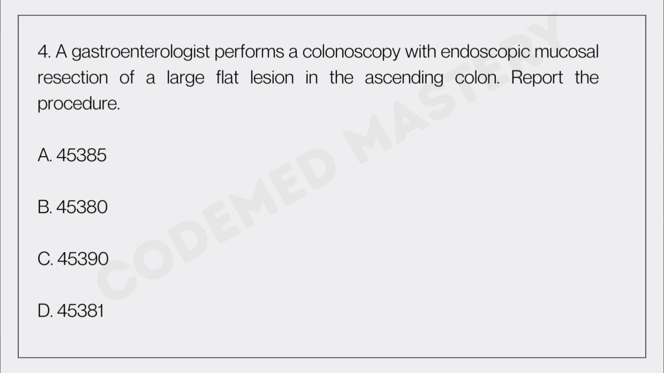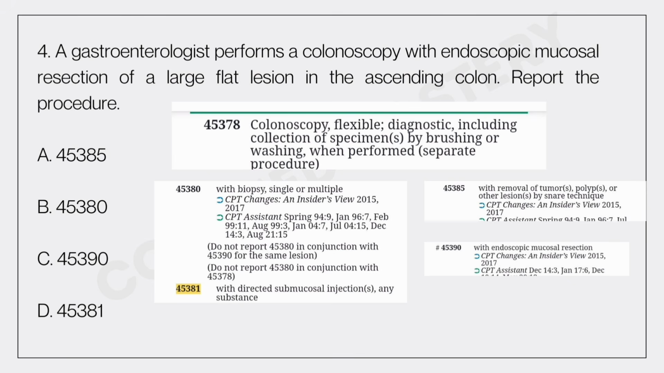Next question. A gastroenterologist performs colonoscopy with endoscopic mucosal resection of a large flat lesion in the ascending colon. Report the procedure. Options are 45385, 45380, 45390 and 45381. Here 45378 is the parent code. Let us check the code 45385. It is for colonoscopy flexible with removal of tumor, polyps or other lesion by snare technique.